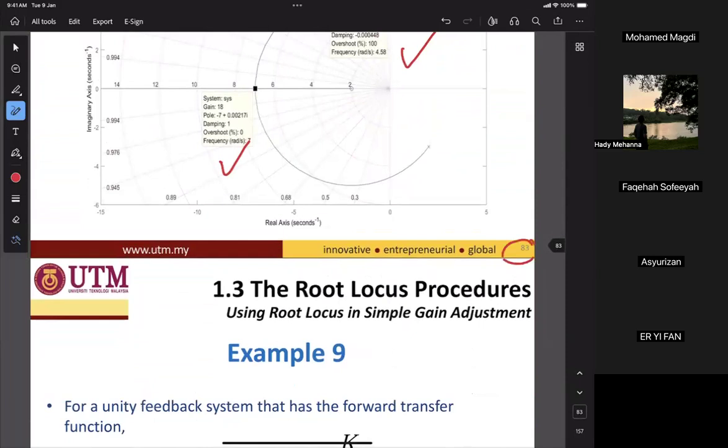Nurul Najiha. Nurul Najiha. Yes, doctor. Slide 83 stop. Okay. Slide 80, slide 83.